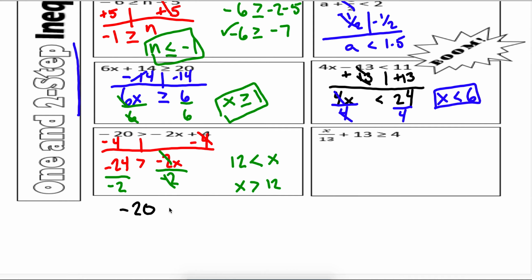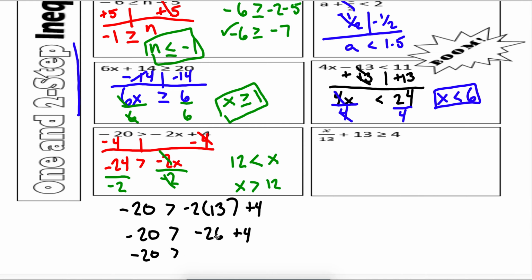Negative 20 is greater than negative 2 times, we said 13 plus 4. Negative 20 is greater than negative 2 times 13 is negative 26 plus 4. Negative 20 is greater than negative 26 plus 4 is negative 22. Is negative 20 greater than negative 22? Yes, it is. And remember, when you are dividing or multiplying both sides of an inequality by a negative, you have to change your sign. Okay, we flipped it the opposite direction.